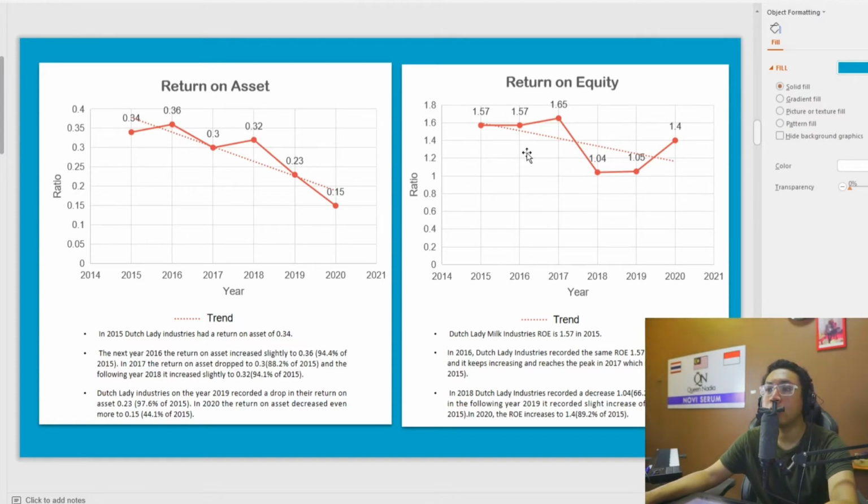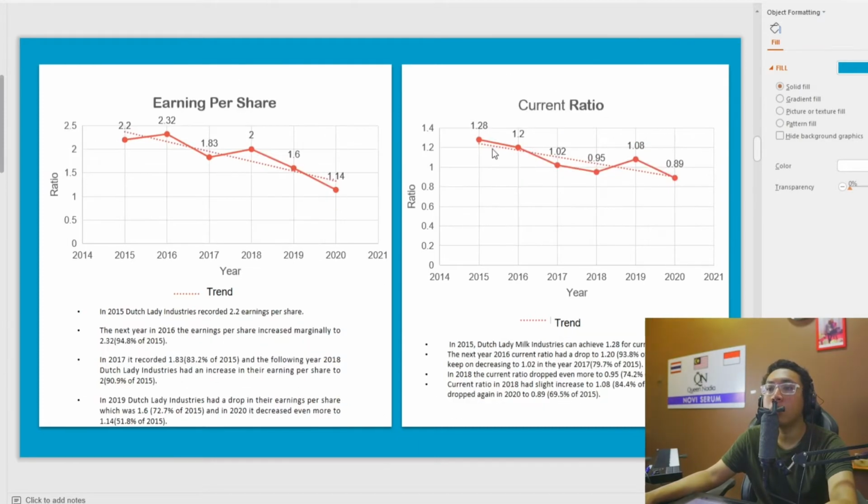For the return on equity, in the first year, it had 1.57 and is stable for the next year. After that, it increased to 1.65 and decreased to 1.004 and then it's stable a bit at 1.05 and then it increased to 1.4. For the earnings per share, in the first year, it had 2.2. After that, it increased to 2.32 and then it decreased to 1.83 and then increased to 2.0. After that, it has a huge drop to 1.14 in the 2 years.